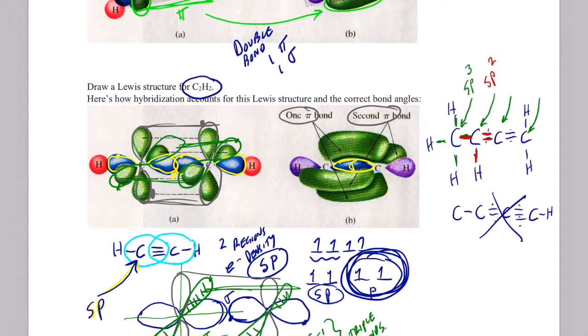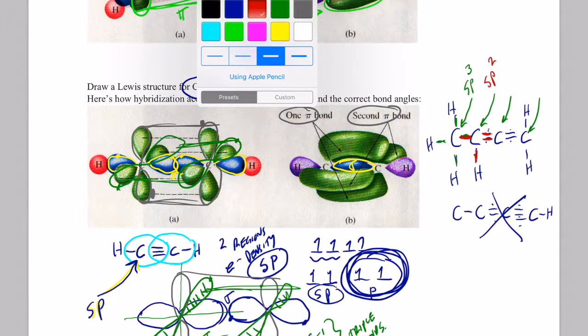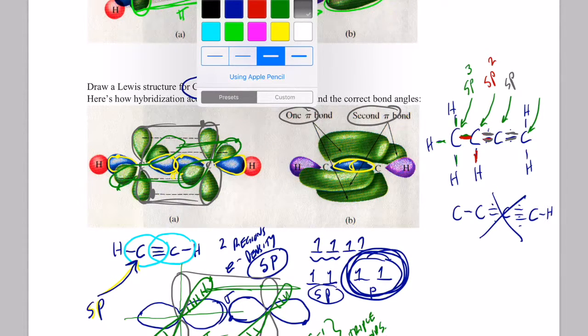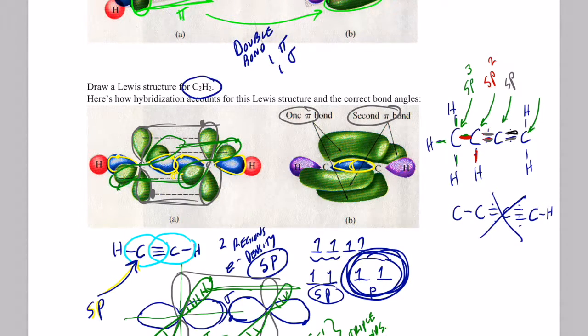So take a look at the carbon atom next to it. I think the gray will show up. We have 1 region, 2 regions. That's it. So that's sp hybridization. And then the carbon atom on the other end, let's use black. It has 1, 2, 3. So that carbon is sp2 again.